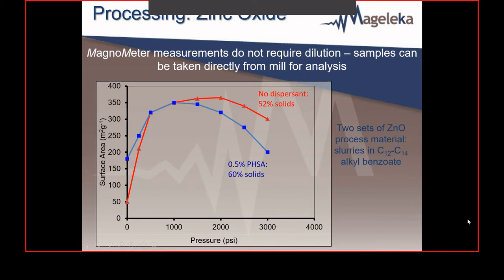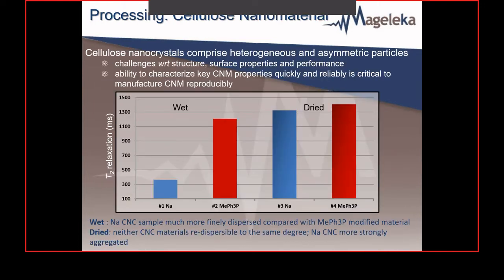So, given the effect on performance features together with the economic implication of overmilling, using the magnometer basically provides economic advantages for a manufacturer in figuring out the most efficient dispersant to use and the most efficient milling conditions under which to make the product. And I'm just going to show one more example of processing of cellulose nanomaterials.